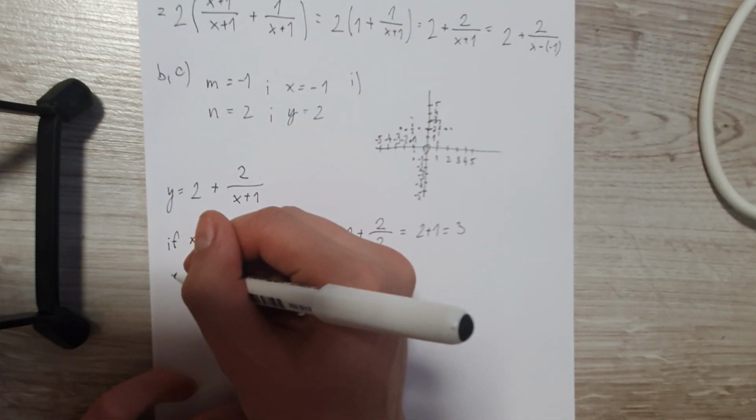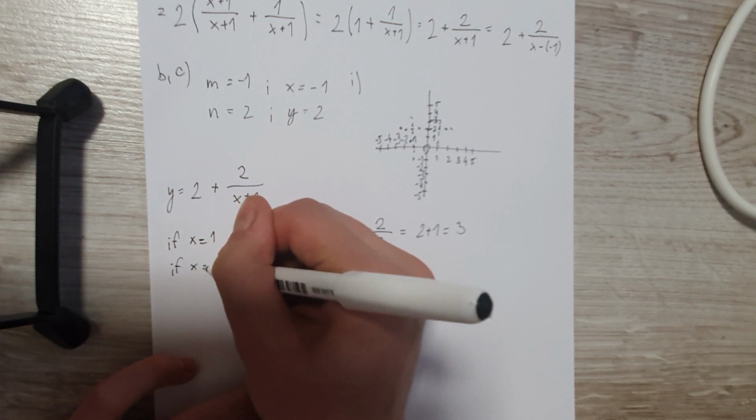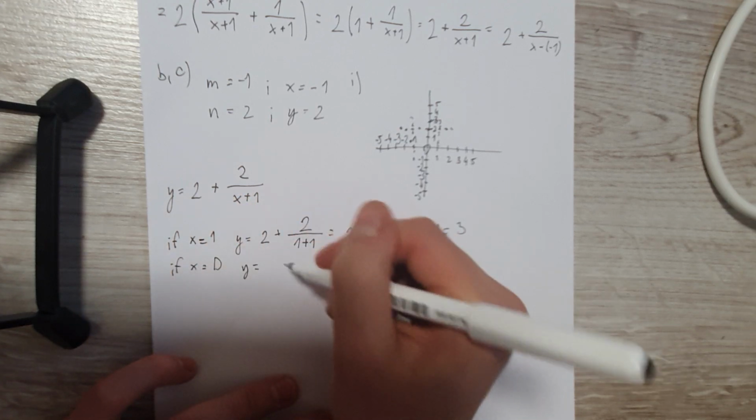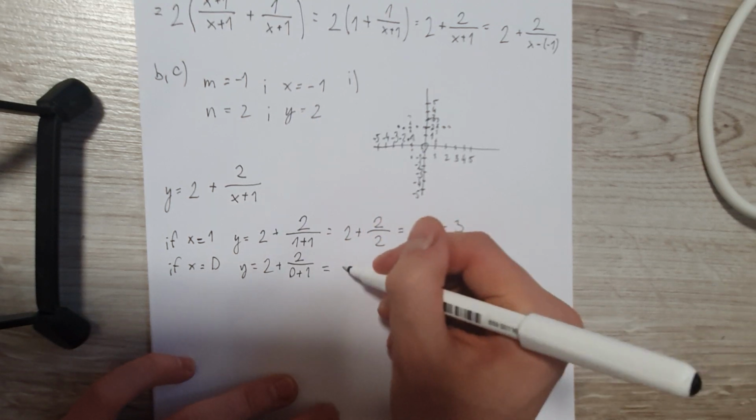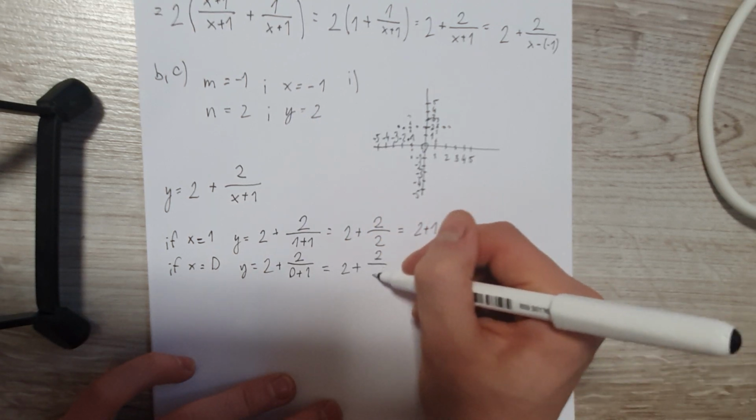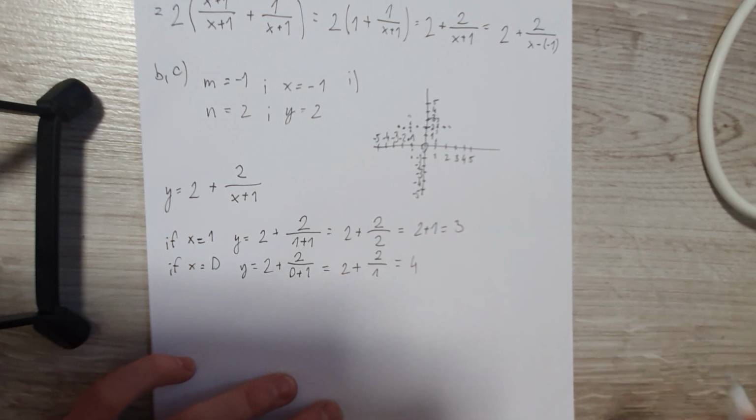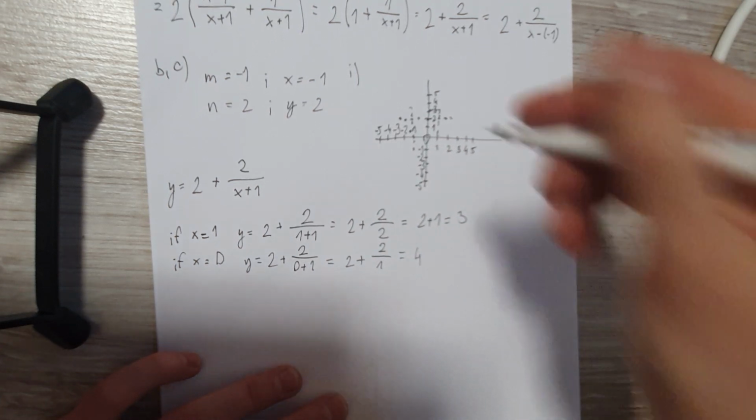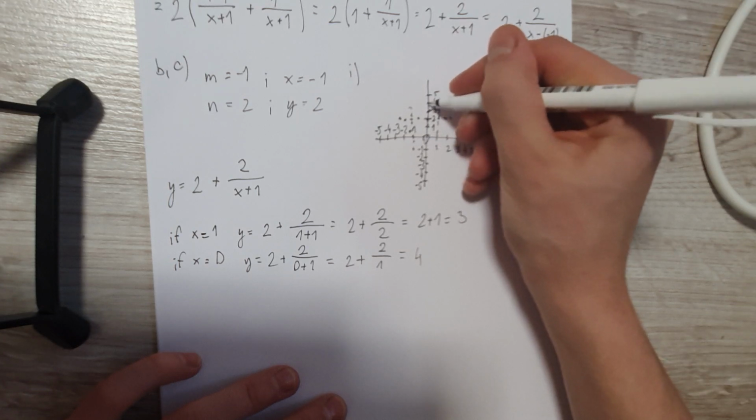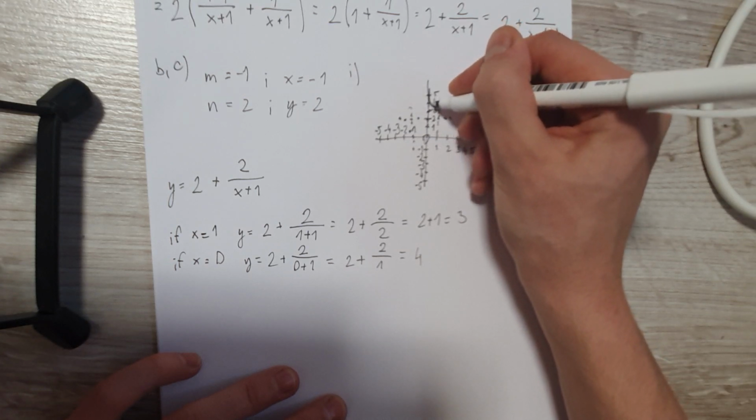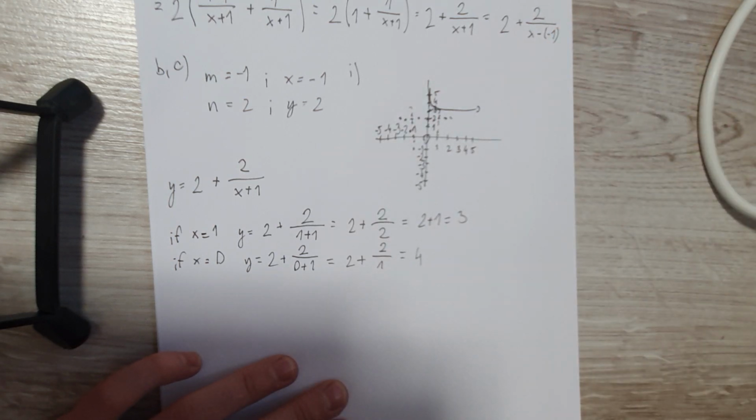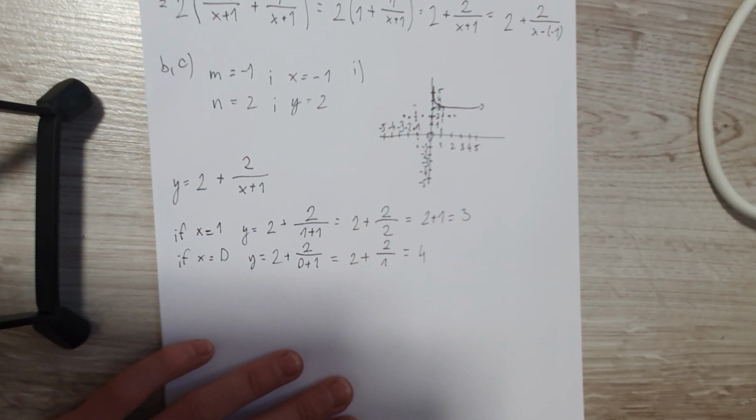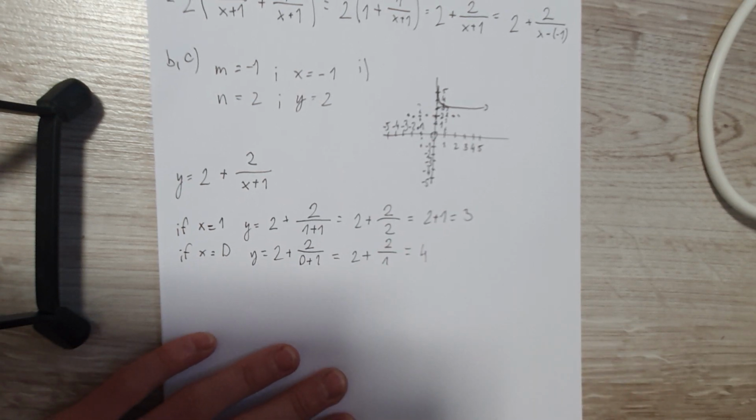And let's say if x is equal to 0, then y is 2 plus 2 divided by 0 plus 1, which is 2 plus 2 over 1, which is 4. So I can see that if x is 0, then y is number 4. So the graph goes something like this. And I will also add some negative numbers for the value of x to see how it behaves on the left side of the graph.